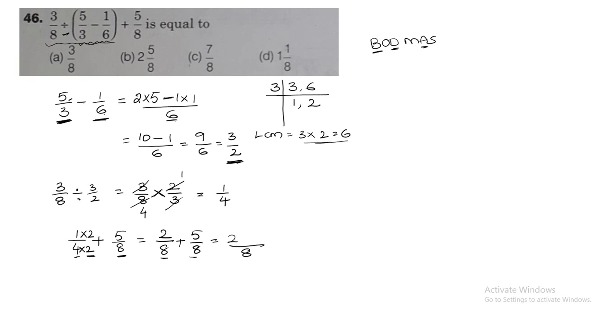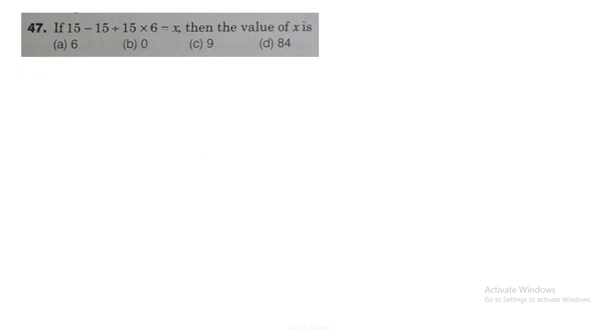So what I am going to get? 2 plus 5. So 2 plus 5 is 7. So 7 divided by 8. So the answer is 7 divided by 8. So where is 7 divided by 8? It is option C. Right. Next, moving on to the next question.